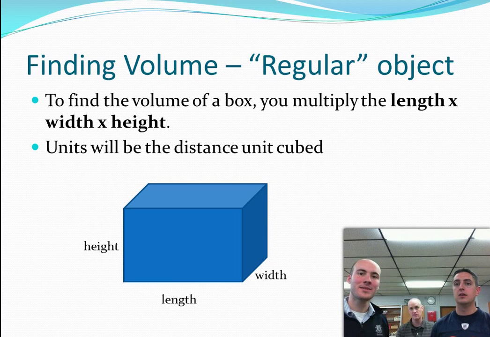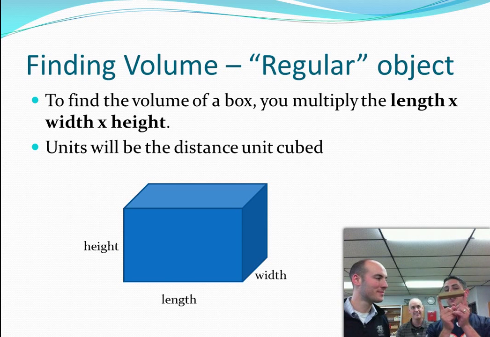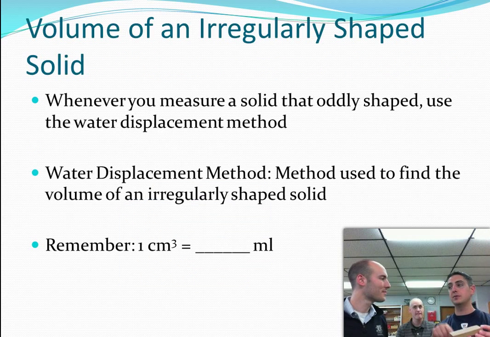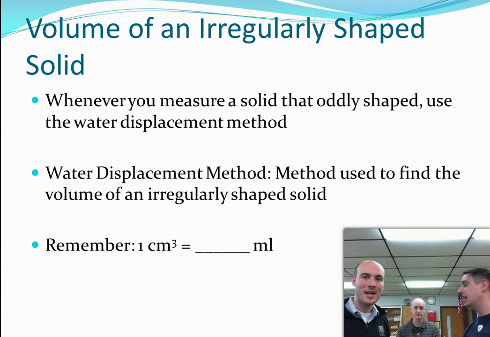All right. And what I was trying to show was finding the volume of a regular shaped object using length times width times height. So you have length, height, and then width. That gives you your cubic centimeters, because centimeter times centimeter times centimeter is cubic centimeters. Multiply them together.